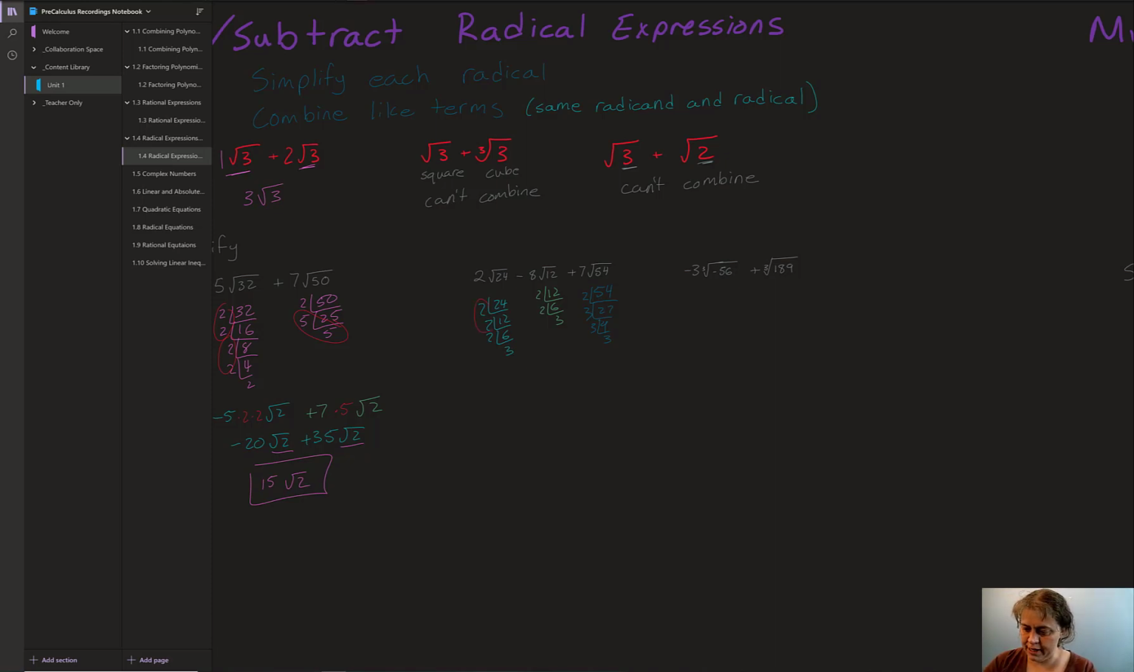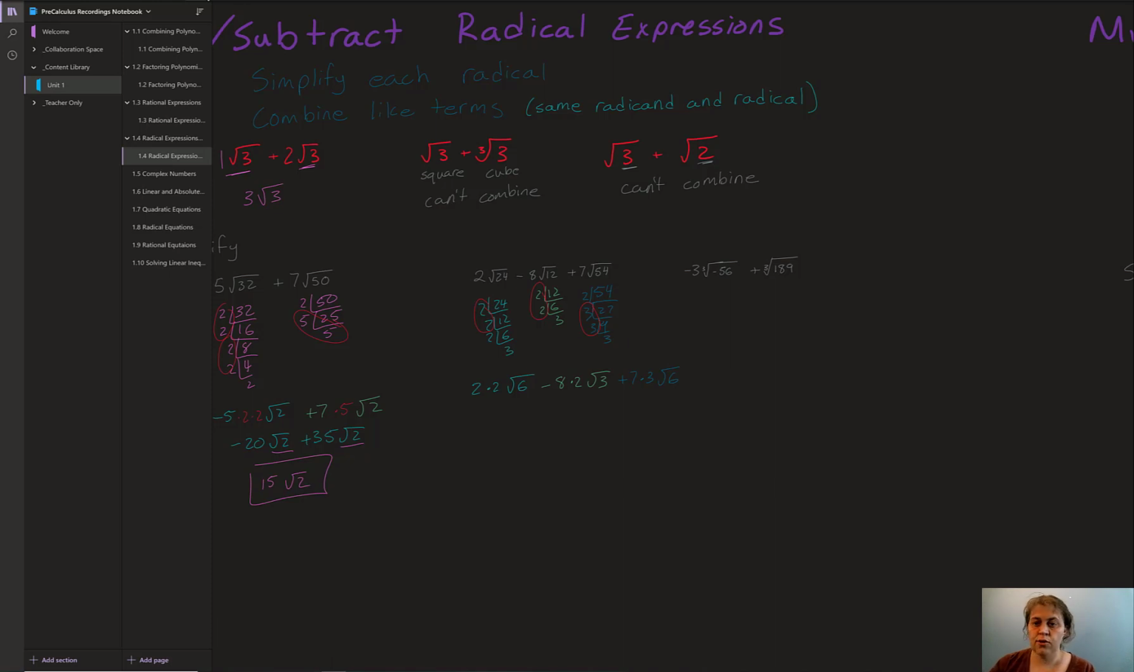Looking for my escapees: a pair of 2s, a pair of 2s, and a pair of 3s. Alrighty, so let's write these guys up. This one becomes 2 times 2, the escapee, square root of 6. This guy minus 8 times 2, the escapees, the 3 stuck inside, and then plus 7 times 3, and the people that did not escape are 2 and 3. 2 times 3 is 6.